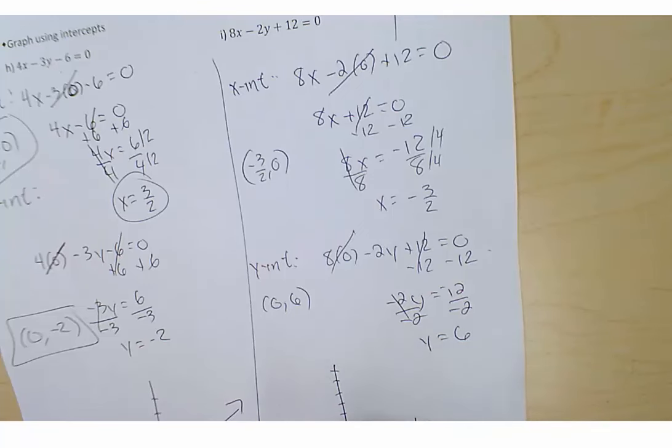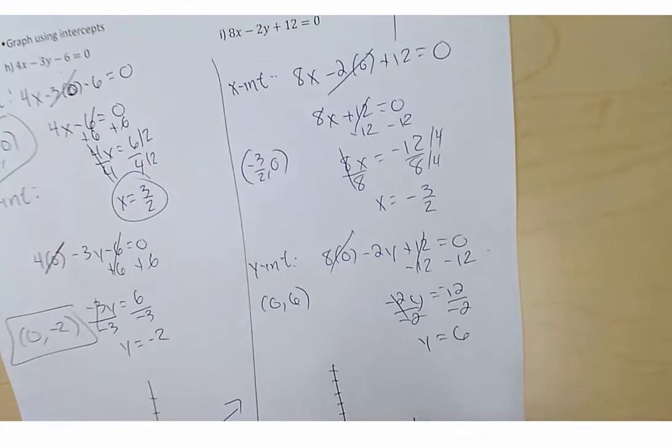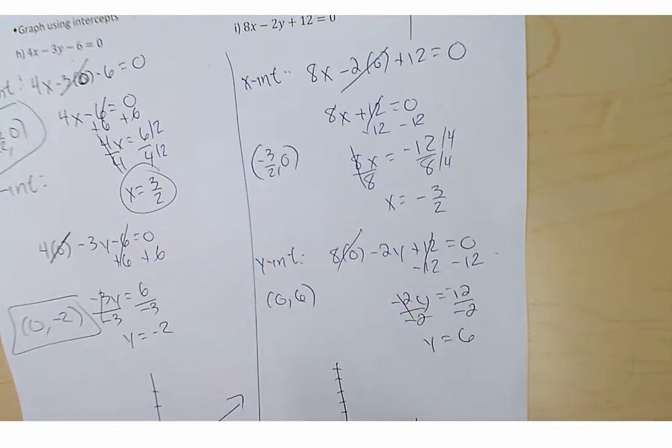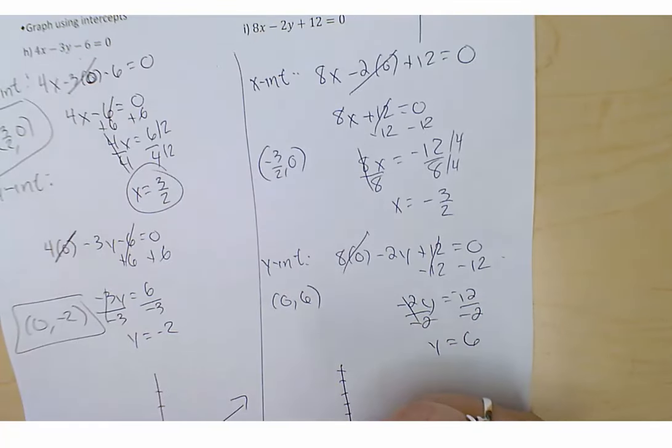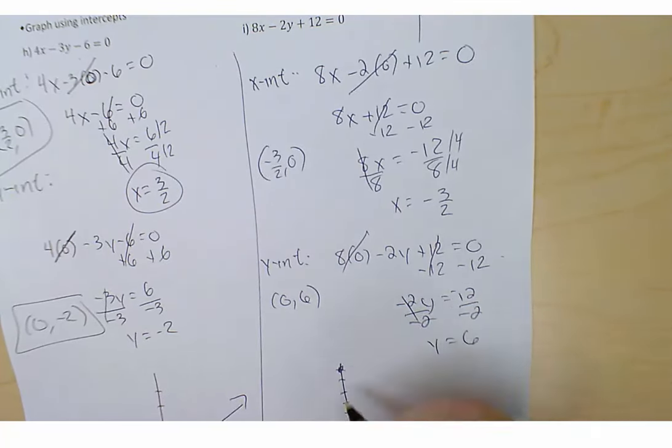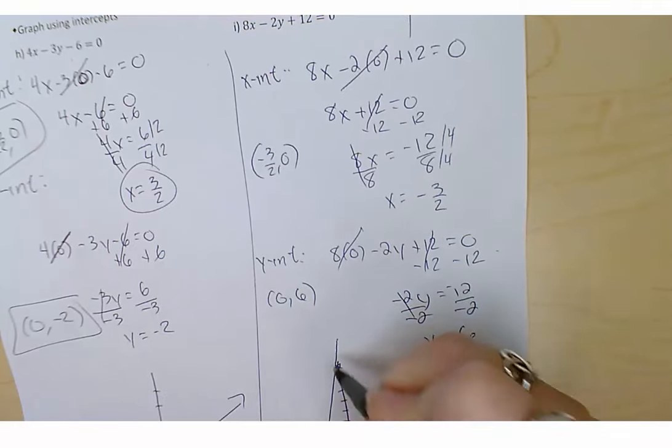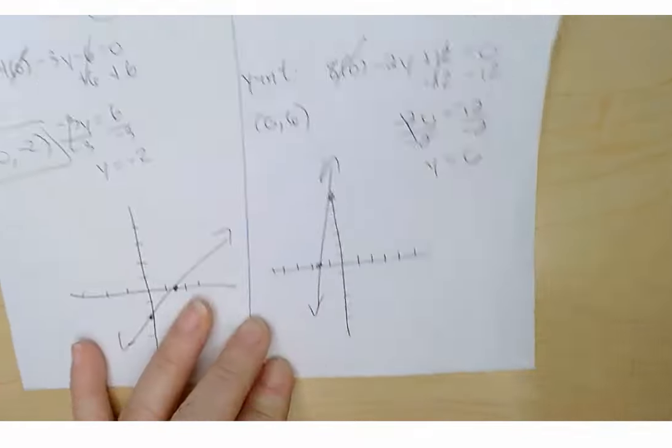So let's go ahead and create our graph here. Again, we're just going to plot our intercepts, connect the dots. So -3/2 is -1.5, 0, right over there. And then (0, 6), so I'm going to go straight up 6 and plot that. So this is what that graph would look like.